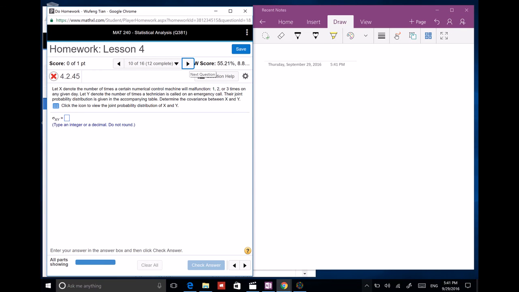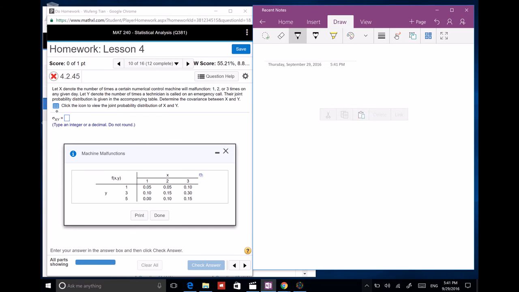Next one. Okay, so this one is not hard, but it's just a little bit time consuming. The sigma xy, the covariance, is E of XY minus E of X times E of Y. What do we need to do? We need to find all three of them. So first, let's find E of X.